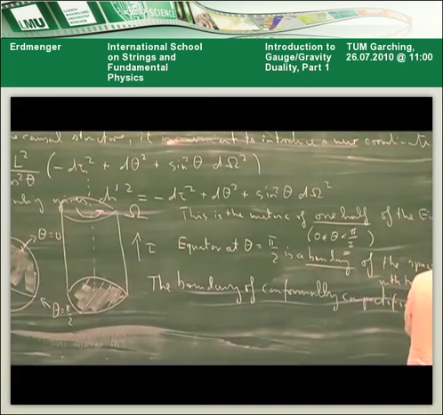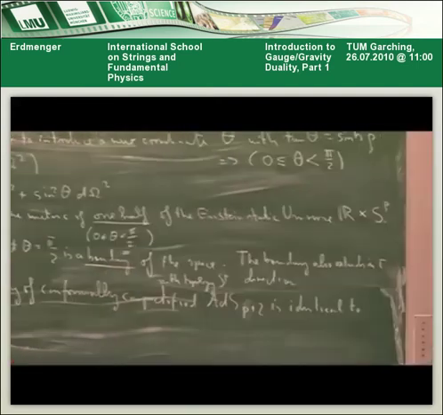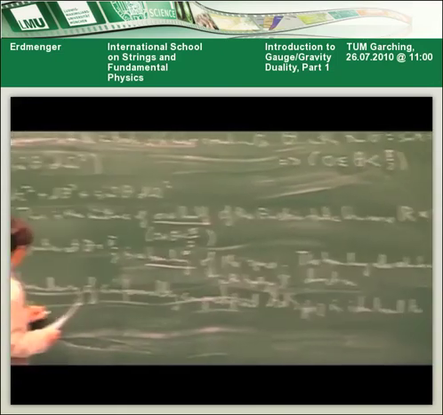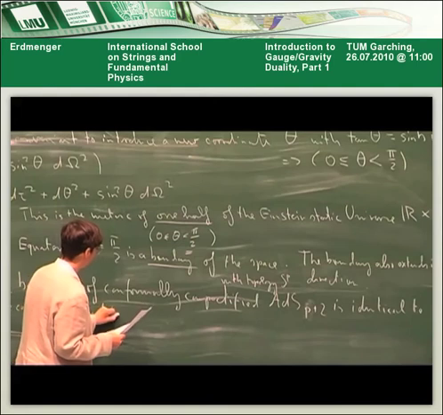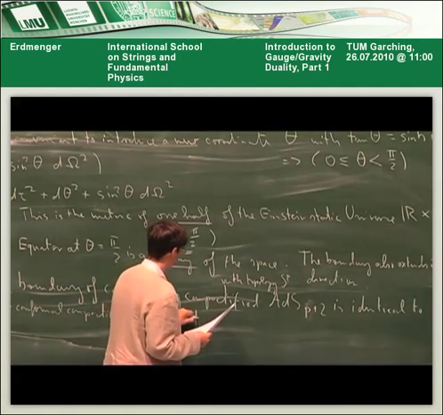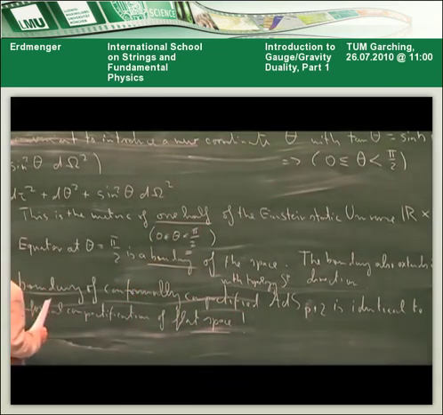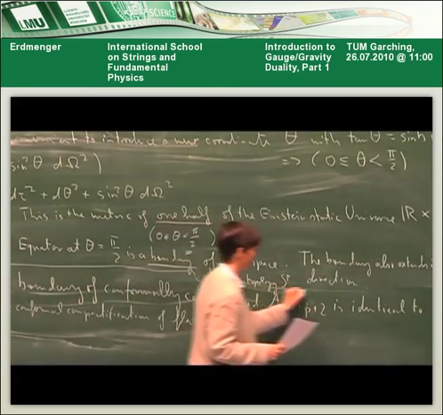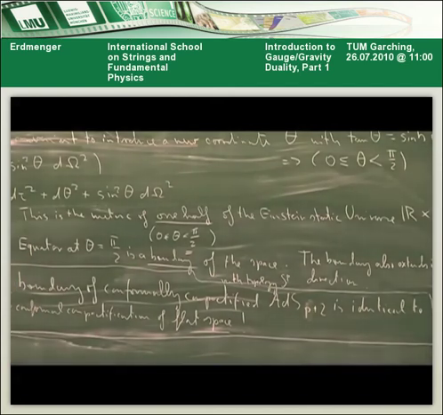AdS p+2 is identical to the conformal compactification of flat space. Okay, and that's pretty crucial for the whole AdS/CFT correspondence. I mean, it's a geometrical fact so far, but this will be really, really important.